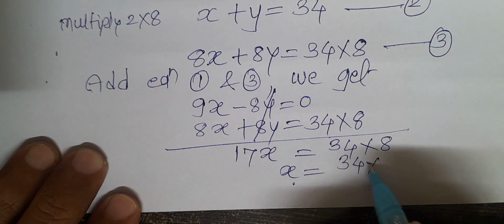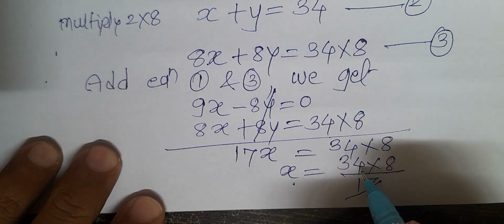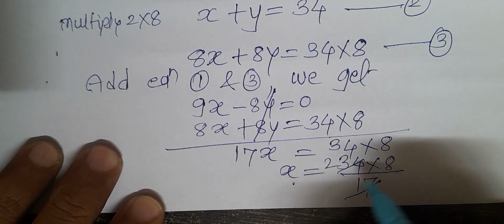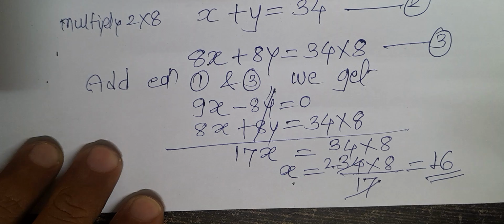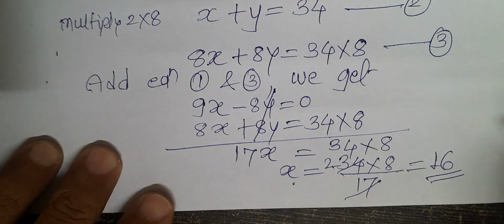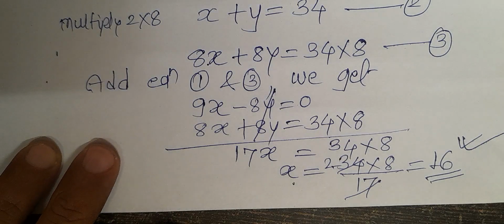34 into 8 by 17. 17 into 34 is 2, and 2 into 8 is 16. So then x is 16. The value of x should be 16.